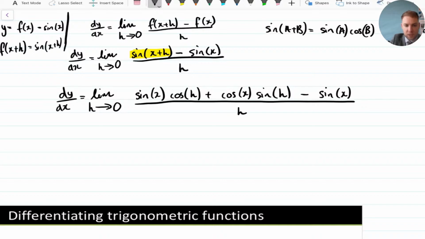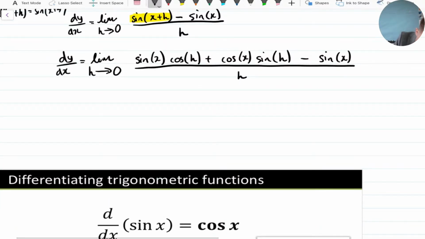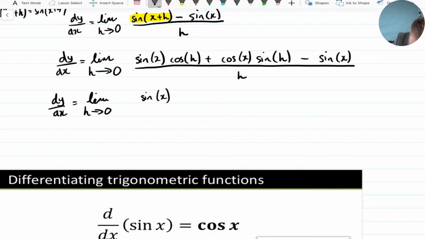So the next thing we need to do is collect all of our signs together. So it's going to be dy by dx is equal to the limit of x tending towards 0. So let's bring the sine x's together. So it's going to be sine of x times by.